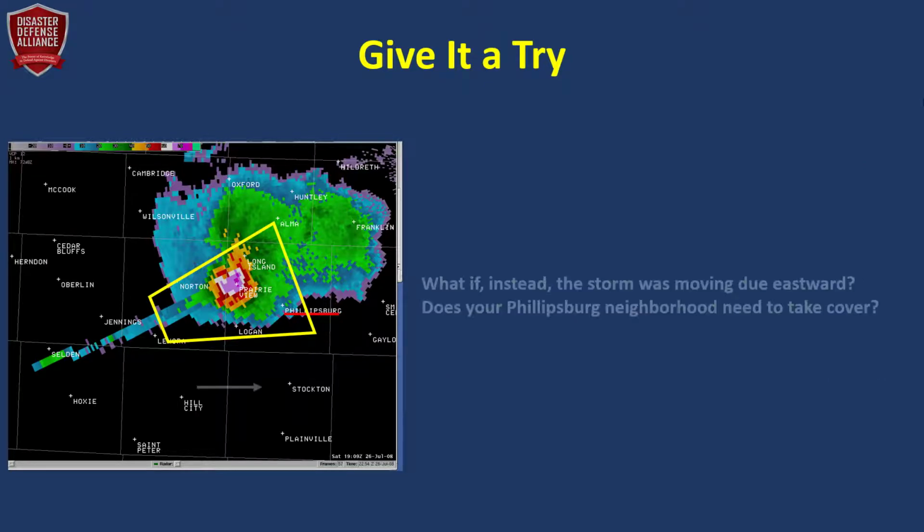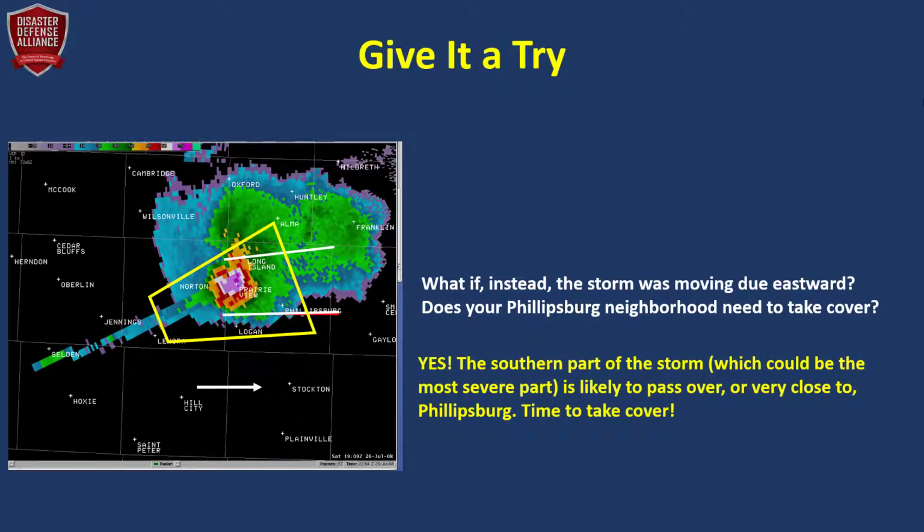Now, what if, in this example, the storm was moving due eastward? That would take the southern part of the storm, which is likely the severe part, to right over the neighborhood. So in this case, yes, neighbors should be notified to take cover.